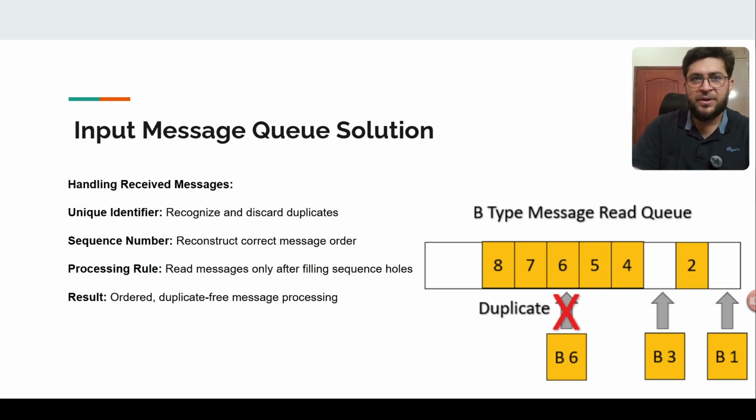The other one is the input message queue solution. Here you can see it recognizes and discards duplicates. In this communication pattern, we will avoid duplicates. We will recognize and discard the duplicate messages, and we will reconstruct the correct message order. And what is the processing rule? Read a message only after its preceding sequence is complete. You can see here in the diagram. And what will be the result? Order. We will keep the messages in order, and have duplicate-free message processing. So this is what we can get from the input message queue. It will remove duplication, and it will give order.